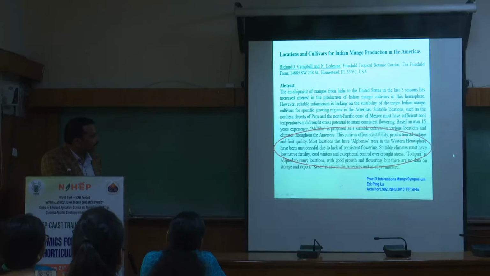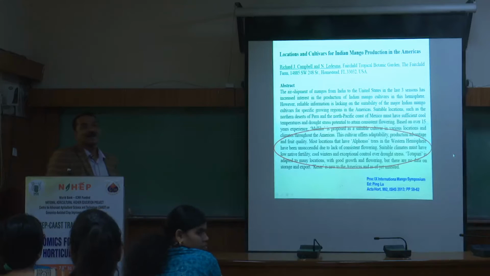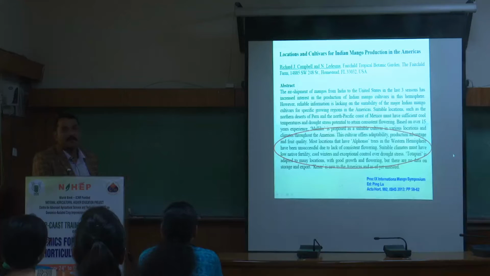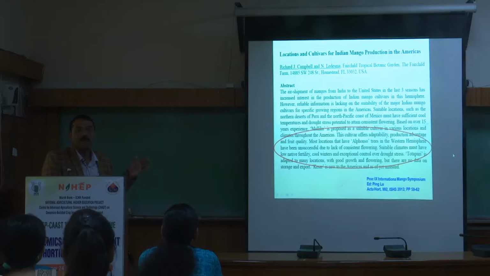Most locations that have Alfonso trees in the Western Hemisphere have been unsuccessful, due to lack of consistency. So here, with Mallika, I talked about adaptability, which is lacking, narrow adaptability, in case of Alfonso. But our own variety Mallika is not only performing equally good under our conditions, it is performing equally good in the American countries. That type of variety should be there.